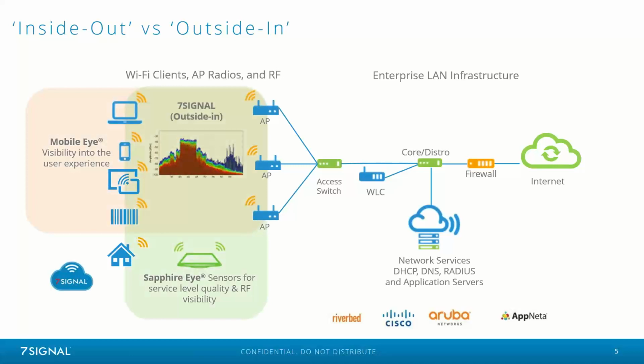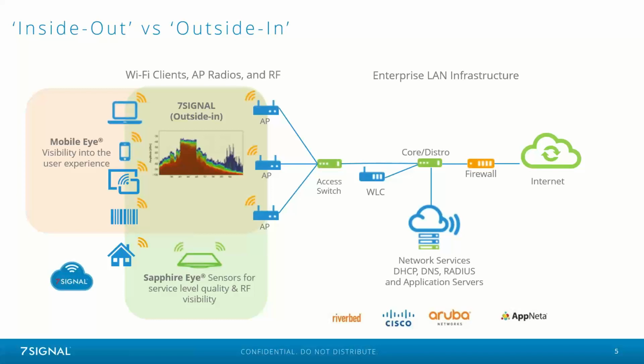But we pick up where they leave off, giving you the view into the individual user's experience, not just the infrastructure view. And we'll start here first with Mobileye. Mobileye is a software agent that can be installed on the individual devices themselves, giving you that perspective from the outside in, giving you that full visibility into the user's experience.